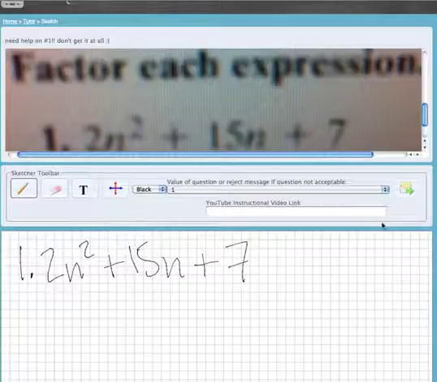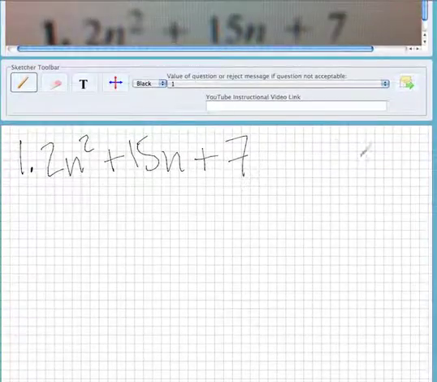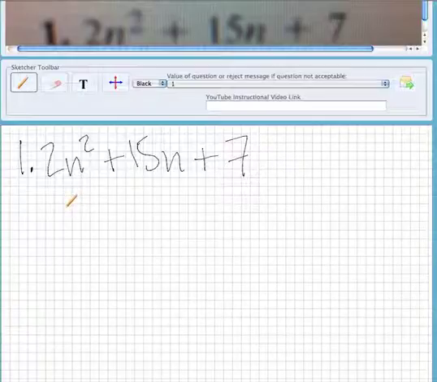So this is factor each expression. So we're factoring this expression. It's a trinomial with a square, an n, and then a number. So what we want to do is find the number that multiplies to the last number and adds to the second number. But the only problem is that you can only use that when there is no number in front of the squared variable.